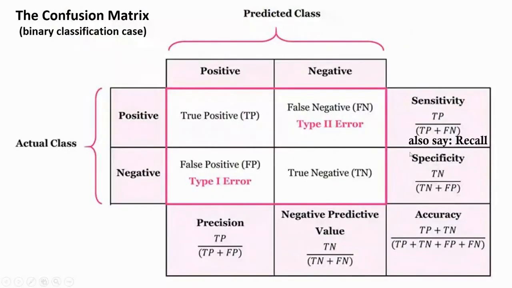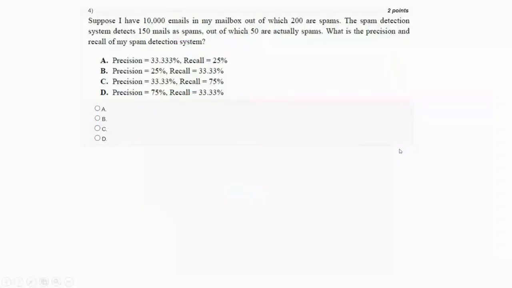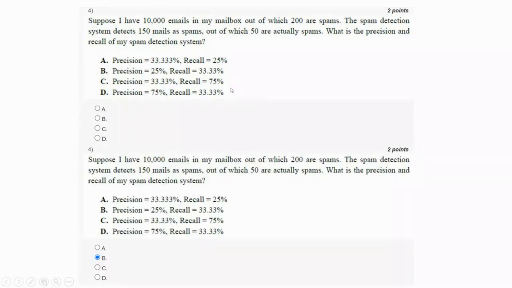Which one is your actual? This denominator, or this denominator? What is your actual positive? True positive plus false negative. This is your actual positive, right? Yes. So your 50 should be divided by your actual positive for recall. And what is your actual positive? 200. So 50 divided by 200 is 25%. So A should be the correct answer. This has been mistakenly marked here, but A should be your correct answer.